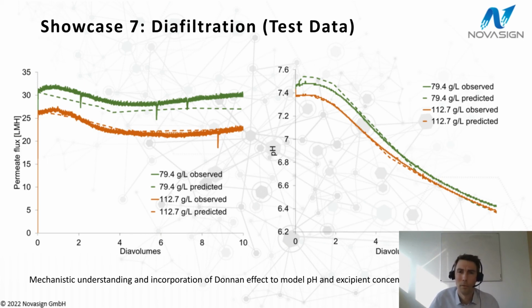If you incorporate effects like the Donnan effect into your mechanistic equations, then you are also able to describe this behavior. Then you already know how many diafiltration volumes you would need to hit a certain pH or a certain excipient concentration. And these models can also help you to achieve these goals.